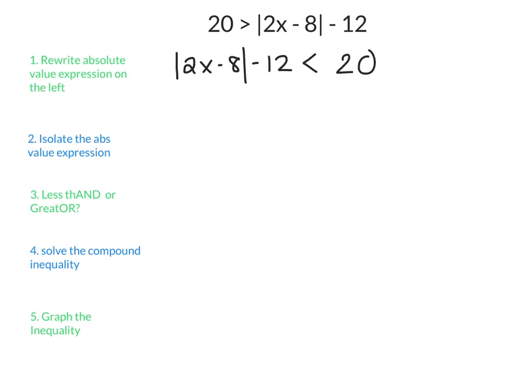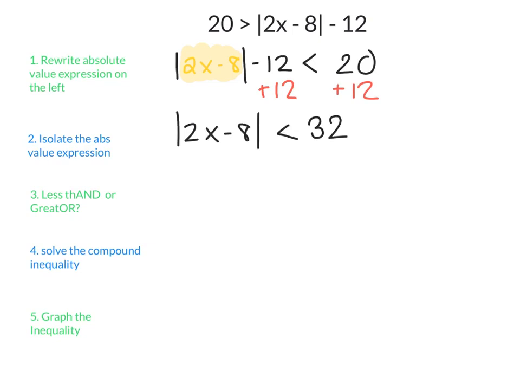So my second step says to isolate the absolute value expression. What I mean by that is this part right here needs to be by itself. So that minus 12 has got to go. So I am going to add 12 to both sides to get rid of it, which produces the absolute value of 2x minus 8, still by itself, is less than 32.